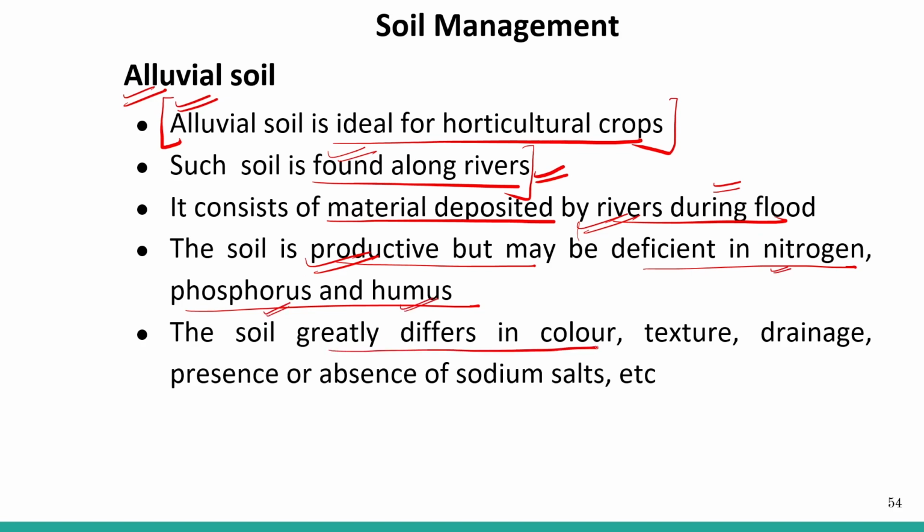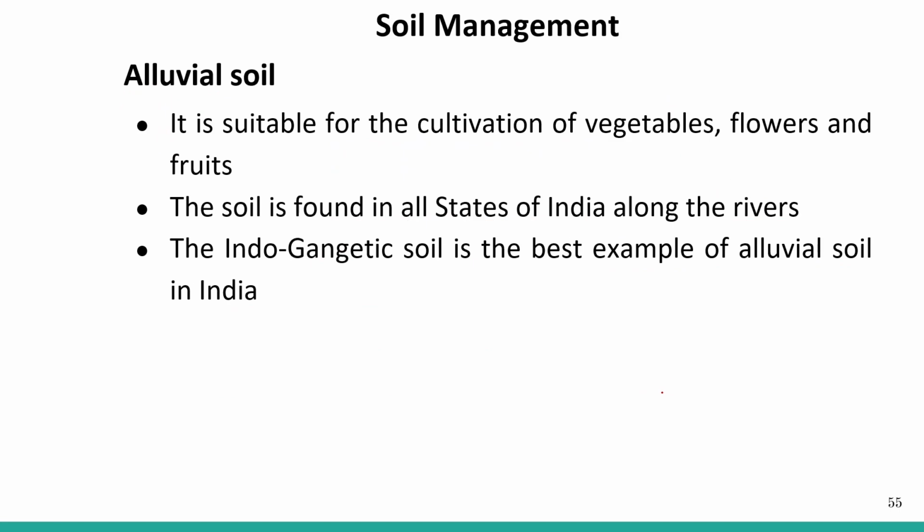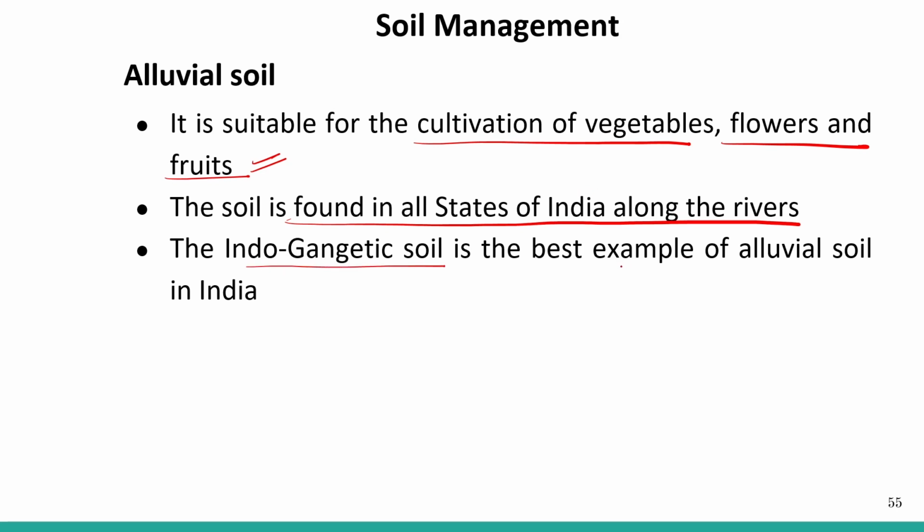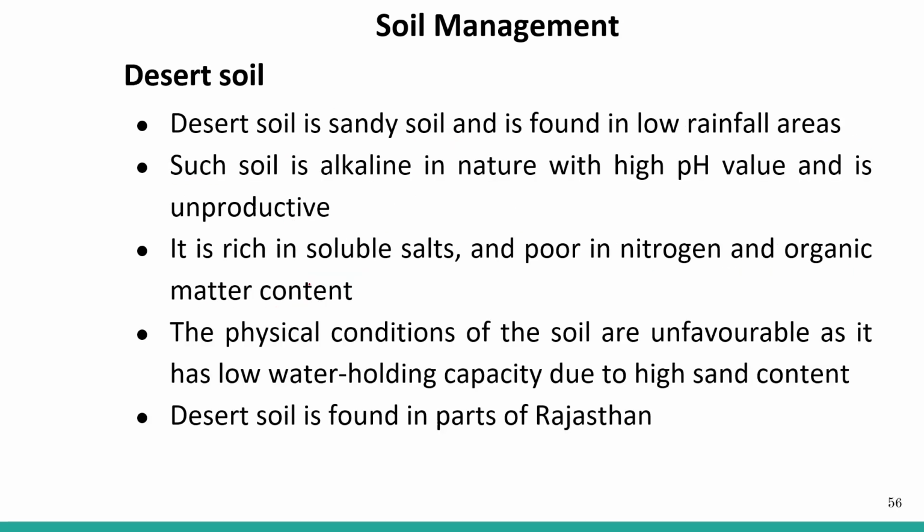The soil greatly differs in color, texture, drainage, and presence or absence of sodium salts in it. It is suitable for the cultivation of vegetables, flowers and fruits. That is why it is called good for horticulture. The soil is found in all states of India along the rivers. So along every river, alluvial soil is present, right? The Indo-Gangetic soil is the best example of alluvial soil found in India.